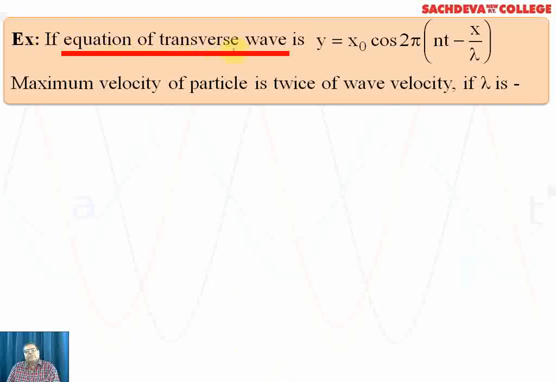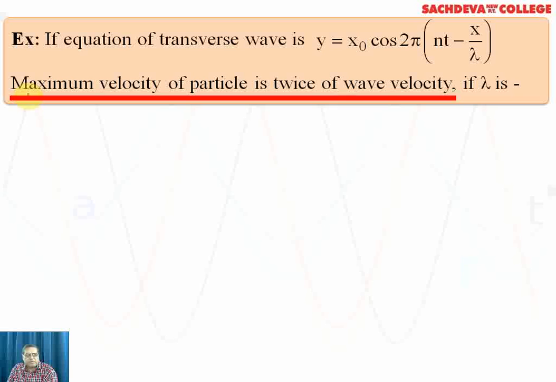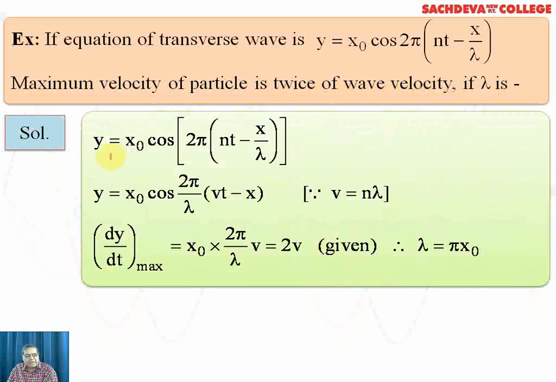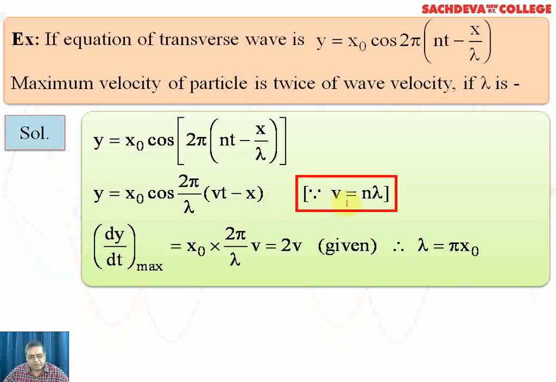Now, if the equation of a transverse wave is y is equal to x naught cos 2 pi (nt minus x over lambda). This is again a general equation of SHM. The maximum velocity of the particle is twice the wave velocity if lambda is. So, we have to estimate the value of lambda. First of all, we will write the equation of displacement, x naught cos 2 pi (nt minus x by lambda). We take the derivative, or we can directly find this value. It is a multiple of 2 pi, 360 degrees, and if we take the LCM and simplify the result, we can write y is equal to x naught cos 2 pi by lambda (Vt minus x). Lambda can be replaced by Vt, because V is equal to n lambda.